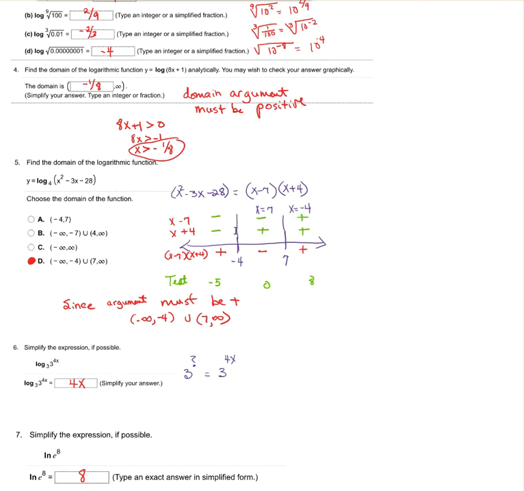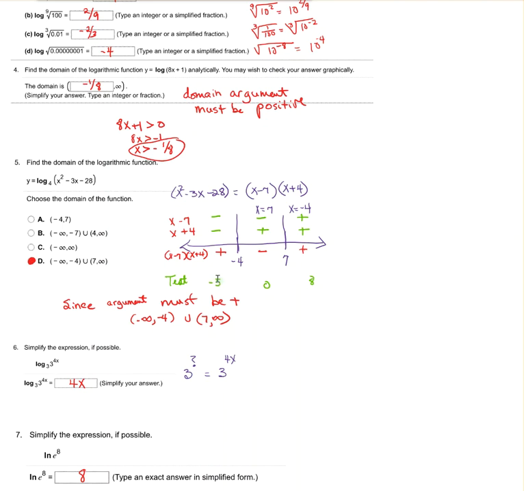You want to draw lines on another number line and put those in order. So here's negative 4, here's positive 7. And you're going to pick a test point. So anything below negative 4, I picked negative 5. A number between negative 4 and 7, I picked 0. A number greater than 7, I picked 8. You can pick any number that's in that interval.